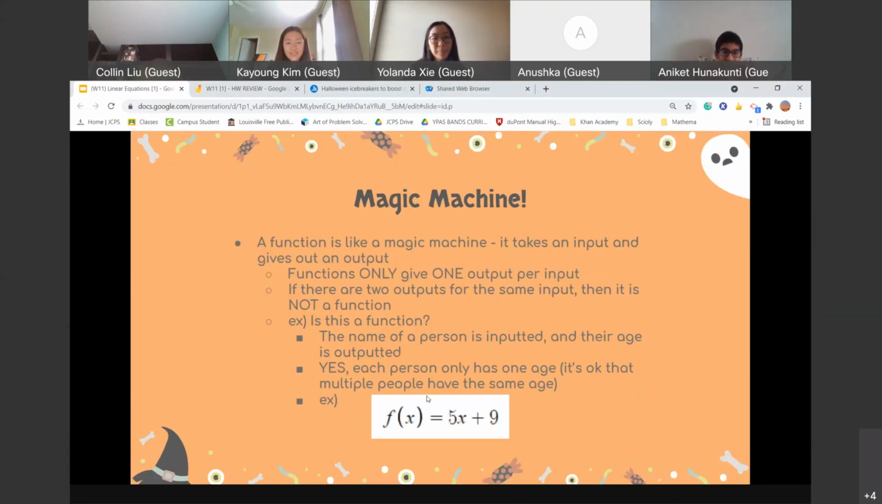Anyways, this is just how you write a function. You write it with f of x. It's kind of like a y, but that just shows you the output of a function when you put in x.